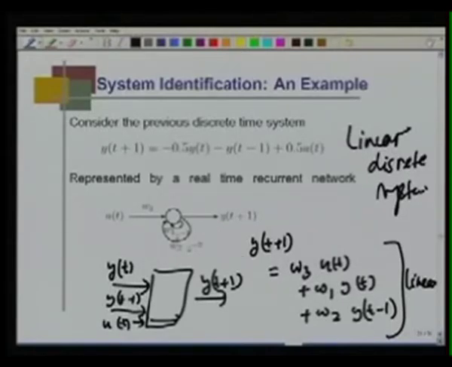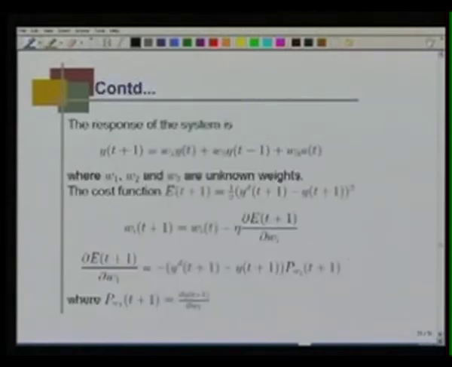Go on like that. And finally, what I should see is that W3 should be 0.5, W1 should be minus 0.5 and W2 should be minus 1. That should be the result. We will see what is happening here.